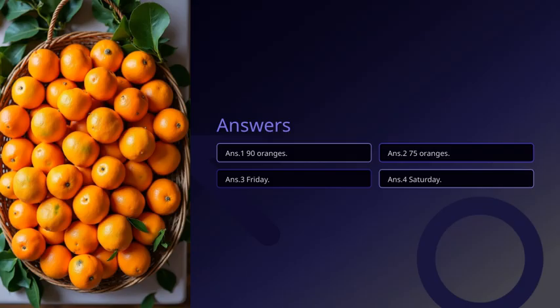These answers are key because they help us understand the different quantities and days involved, which ties into the overall theme of solving problems step by step. It's important to see how each answer connects to the questions and the context of the problem we're working through.